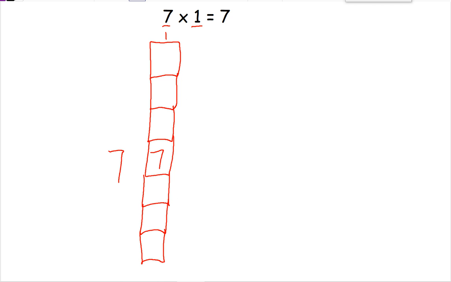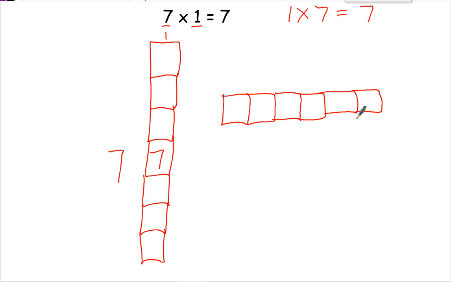I could also do a 1 by 7 array, which would look like this. I'd have 1 row with 7 squares in it. 4, 5, 6, 7. This would be a 1 by 7 array, but it would still have 7 squares.